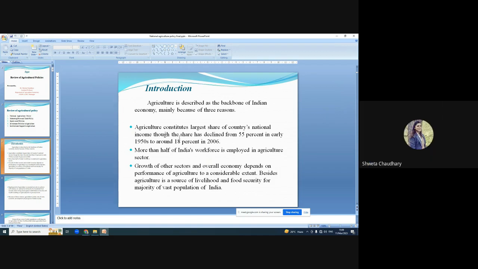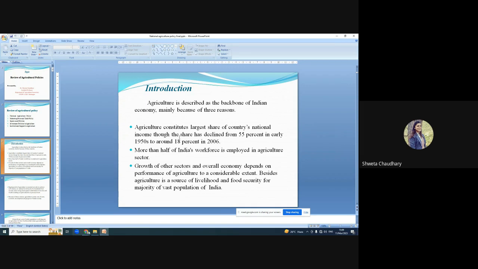The first reason is agriculture constitutes the largest share of the country's national income. At one time it was 55%, but with time it has declined to 18%. Then more than half of the Indian workforce is employed in agriculture. And second, more than 50% of the workforce is employed in the agriculture sector.